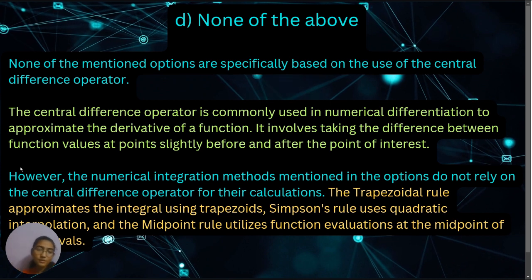However, the numerical integration methods mentioned in the options do not rely on the central difference operator for their calculations. The trapezoidal rule approximates integrals using trapezoids, Simpson rules use quadratic interpolation, and the midpoint rule utilizes the function evaluation at the midpoint of subintervals. So they are very different. Therefore, the answer is D. None of the above. Now let's jump on to another question.